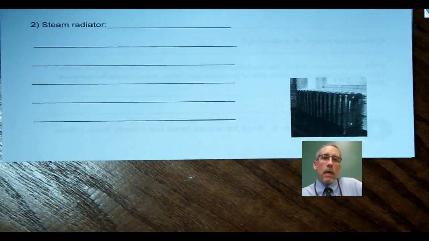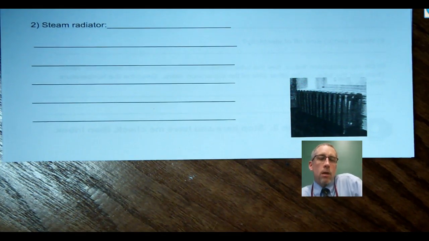Okay, the next heating system is known as a steam radiator or steam radiant heat. And this system is more likely to be in older homes. I'd say maybe back in 1930s, 1940s is when they started to get away from this.